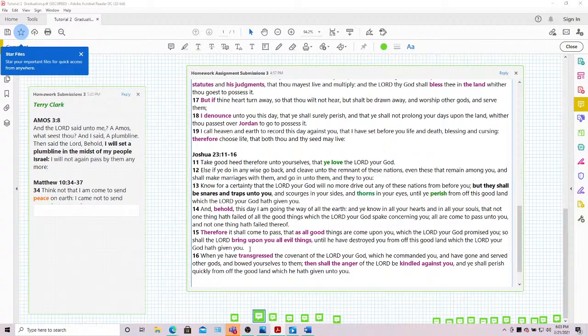So that verse 15 had a plumb line in it. When you have transgressed the covenant of the Lord your God, which he hath commanded you, and have gone and served other gods, and bowed yourselves to them, then shall the anger of the Lord be kindled against you, and you shall perish quickly from the good land which he has given unto you. So that's Joshua right there, breaking it down to our forefathers. In verse especially 15, that, as the good things have come upon you, then if you turn, he will bring those evil things upon you too.